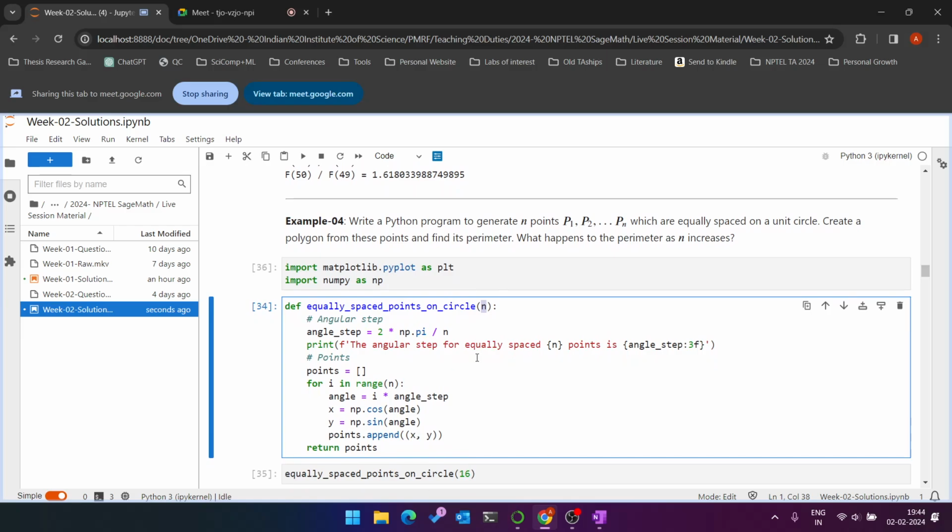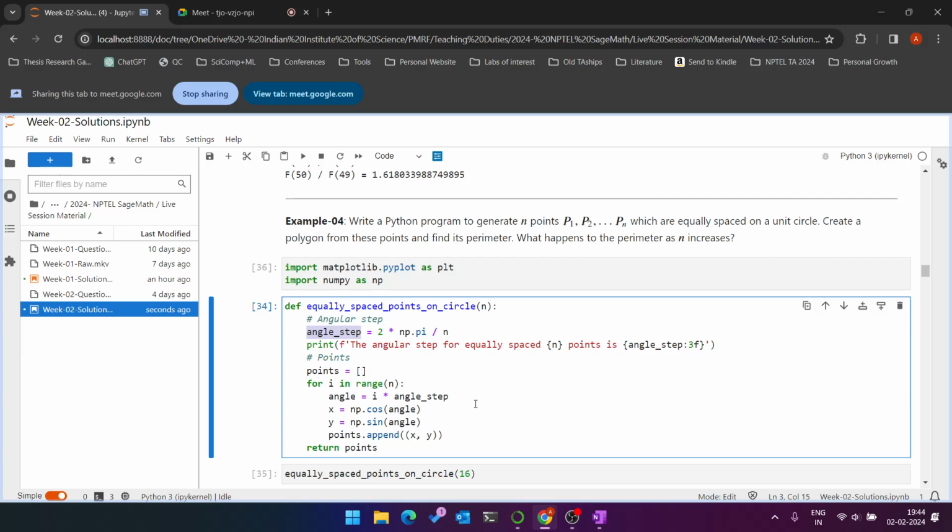So what does this function do? It first divides the circle. The circle has a total angle of 360 degrees or 2 pi radians, and it divides this entire angle into n equal parts. So 2 pi by n. This becomes my angular step or delta theta.